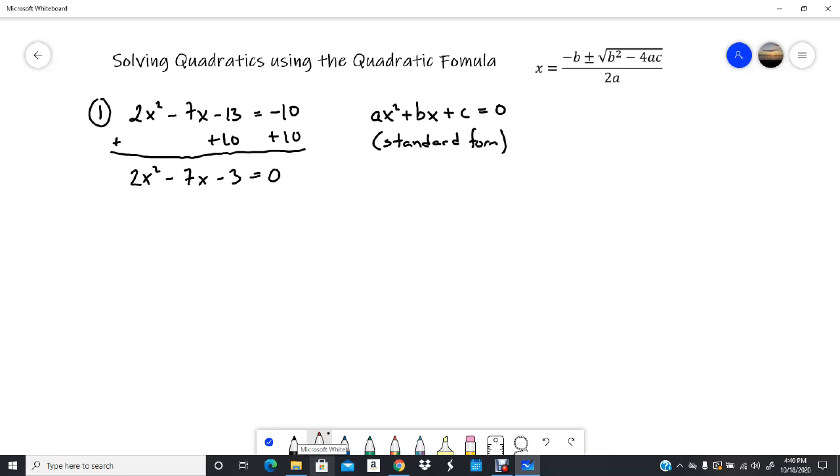Then we're going to figure out what our a term, b term, and c term are, the coefficients. A is always the coefficient attached to the leading term, which is 2 in this particular case. B is the coefficient attached to the second term, in this case negative 7, and C is the constant. So we write our formula, x being negative b plus or minus the square root of b squared minus 4ac, over 2a.